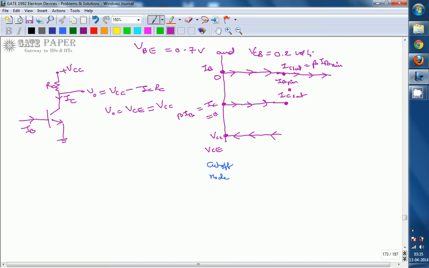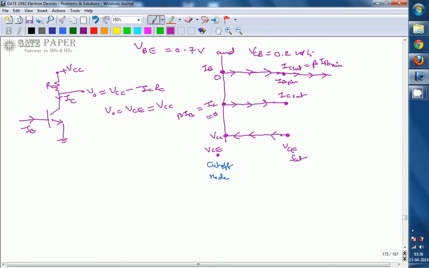Whenever it is saturated and has a very high value, by that time the total VCC will be dropping across IC RC and the VCE value will be minimum. That minimum value is going to be indicated as VCE saturation. As IC becomes IC saturated, VCE becomes VCE saturation.